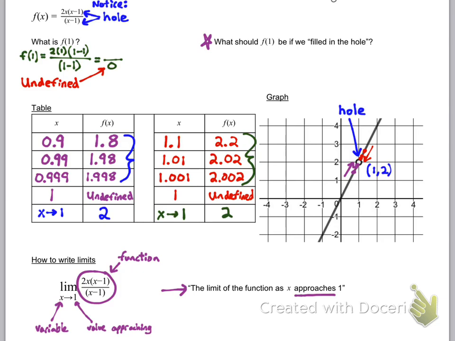Or you could read out the function if you wanted to, but you can just say the function here. And what we're doing is we're looking at values really, really close to 1, not exactly on 1, just really, really close to 1.